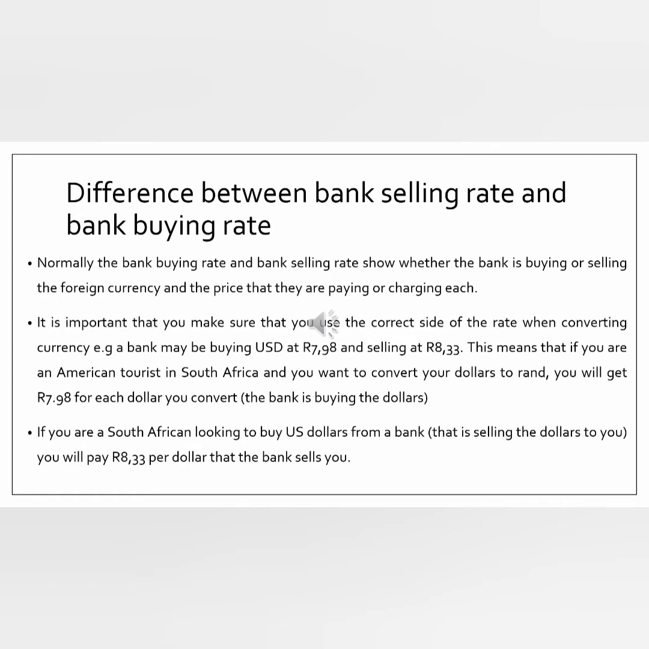For example, a bank may be buying USD at 7.98 rand and selling at 8.33 rand. This means that if you are an American tourist in South Africa and you want to convert your dollars to rand, you will get 7.98 rand for each dollar. The bank is buying the dollars, so for the 7.98 rand, you're going to use the bank buying rate column. If you are a South African looking to buy US dollars from a bank that is selling the dollar to you, you'll pay 8.33 rand per dollar. Normally the bank sells at a much higher rate than the amount when it is buying from a tourist.